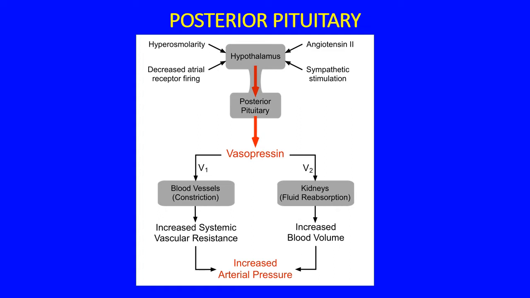As you can see here, it's pretty straightforward. V1 leads to constriction of the blood vessels. The V2 receptor is involved with the kidneys and fluid reabsorption. By vasoconstriction, you increase systemic vascular resistance. By enhancing fluid reabsorption, you increase blood volume, and therefore you end up with increased arterial pressure.